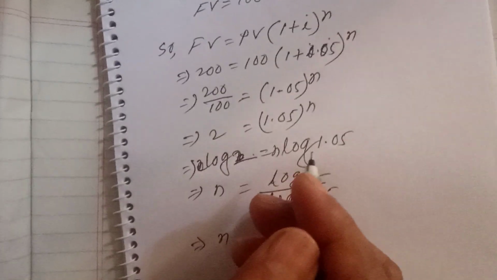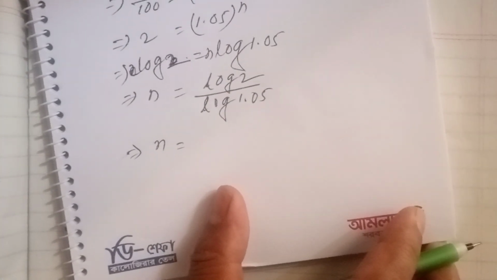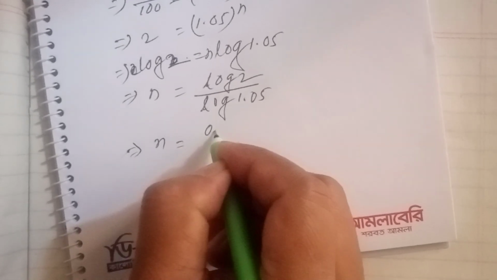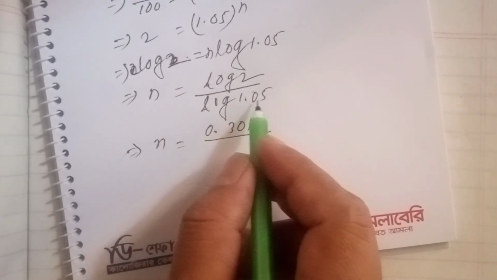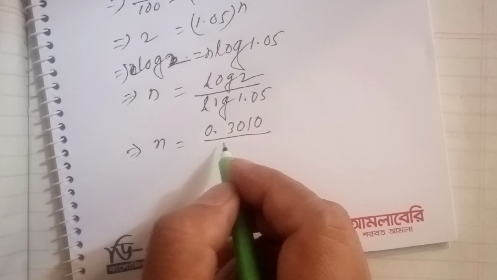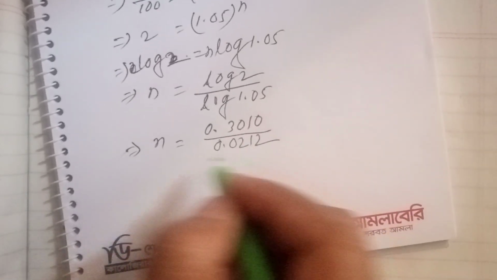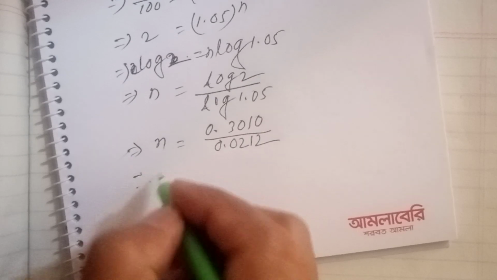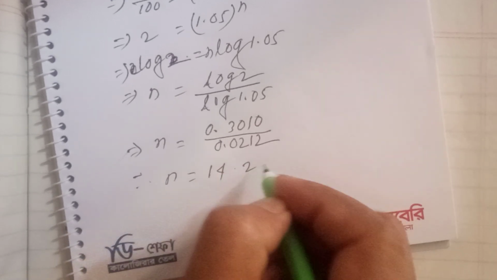So n equal to 0.3010 by log 1.05, which equals 0.0212 using calculator. So n equal to 14.2 years.